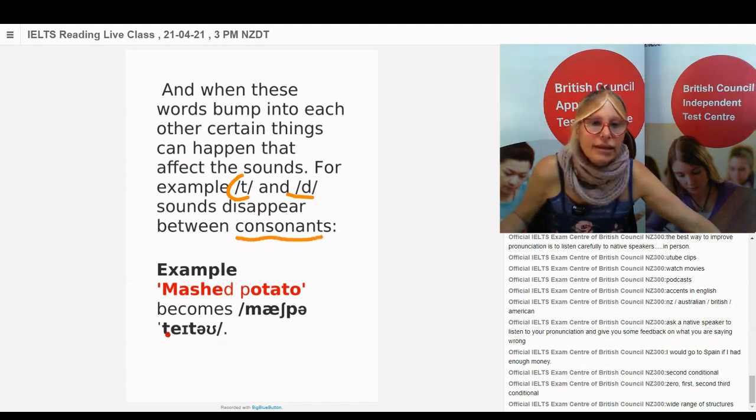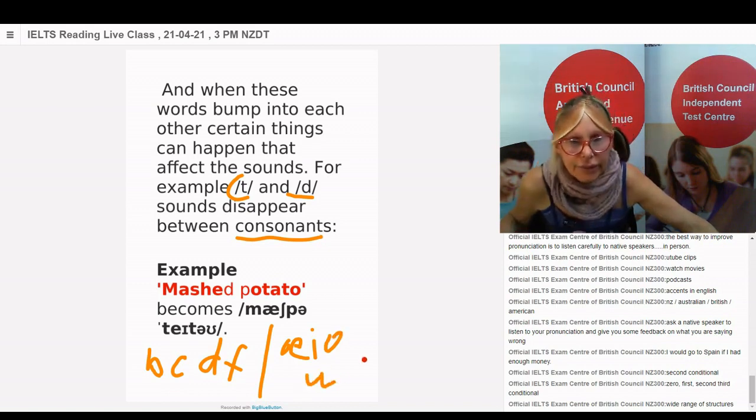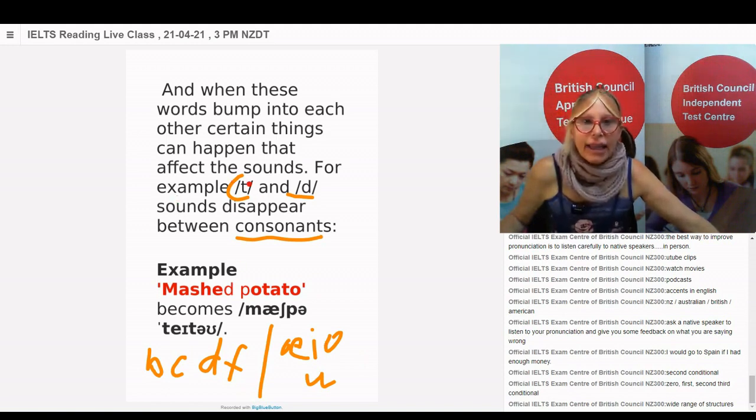Okay, so a consonant is all the letters in the alphabet which are not the vowels. So they would be letters like B, C, D, F. Those are consonants, okay? But the vowels are A, E, I, O, and U. Those are the vowels. Okay, so what they're saying here is that the T and the D sounds can disappear when you put them with consonants.